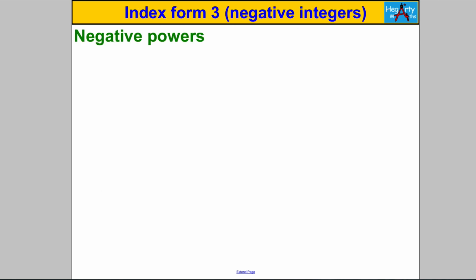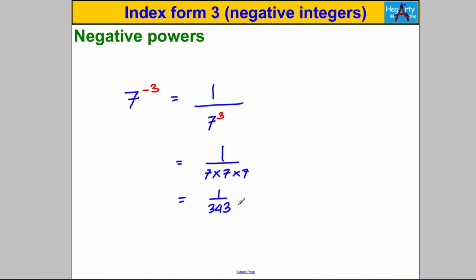Before we do that, let's just state the rule for negative powers. Let's give an example. 7 to the negative 3 means 1 over 7 to the positive 3. That's what it means. It means 1 over 7 to the positive 3, i.e. 1 over 7 times 7 times 7, i.e. 1 over 343. Okay, so negative powers mean 1 over the positive power.